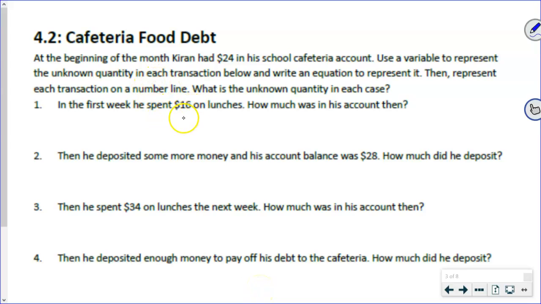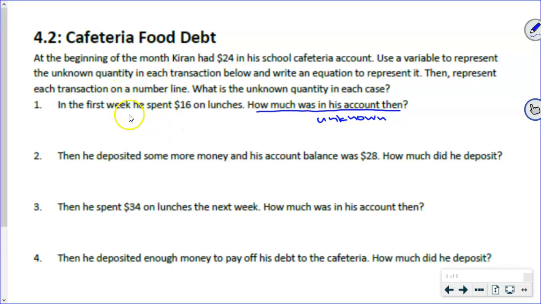So in the first week, he spent $16 on lunches. Oh, sorry, remember, at the beginning of the month, Kiran had $24 in his school cafeteria account. The first week he spent $16 on lunches. How much was in his account then? So this part here, how much was in his account then, this part is the unknown. Sometimes the unknown is going to be at the end of our equation, the end of our sentence, instead of in the middle. So just give that a try, just a few seconds discussing with your group, just so I can kind of pre-assess where we're at and how much longer we need to spend on this. Go ahead with your groups. Ready, set, go. And pausing the recording.